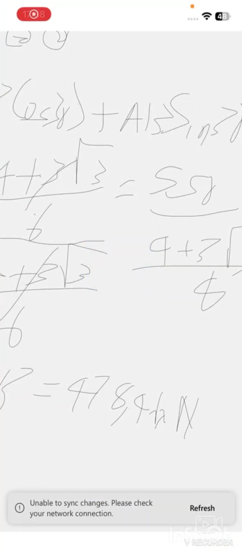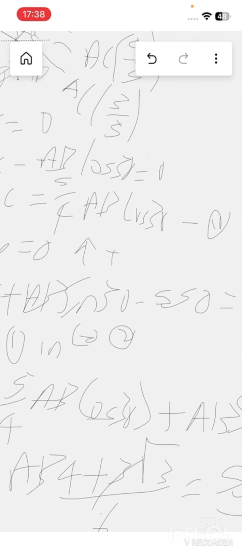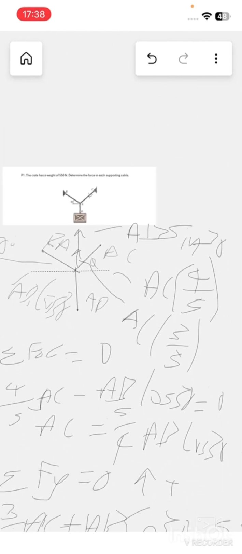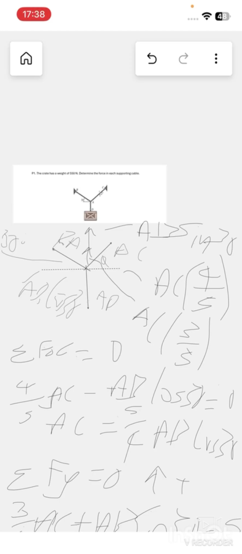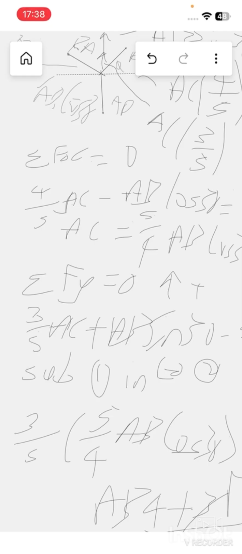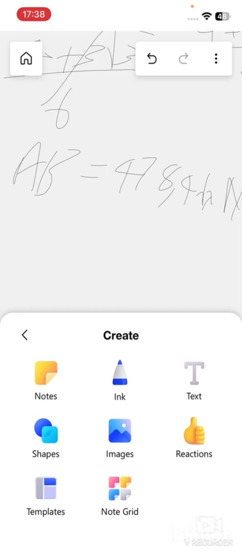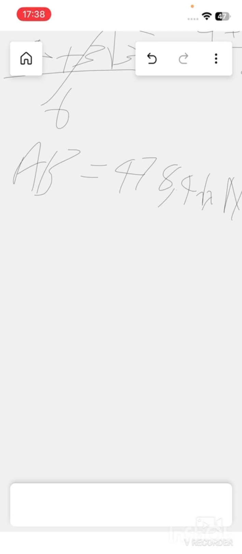Oh, no, guys. We are not done. We did find AB, but we didn't find AC. This is AB, this one. This is AC, this is AD. We already have AD, which is 550. So we need to find AC also. We did find AB, which is very good. Let's find AC.